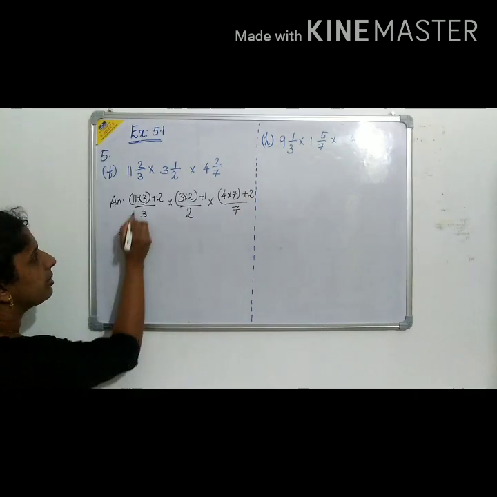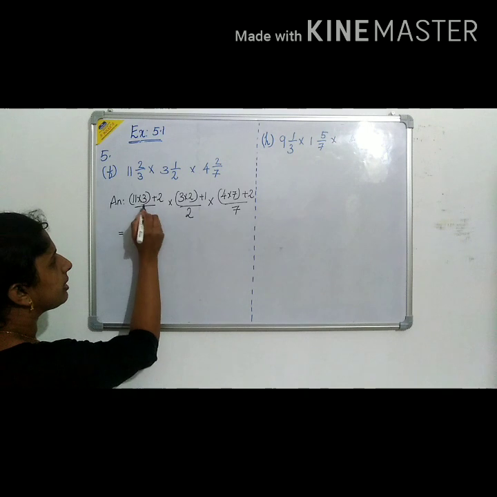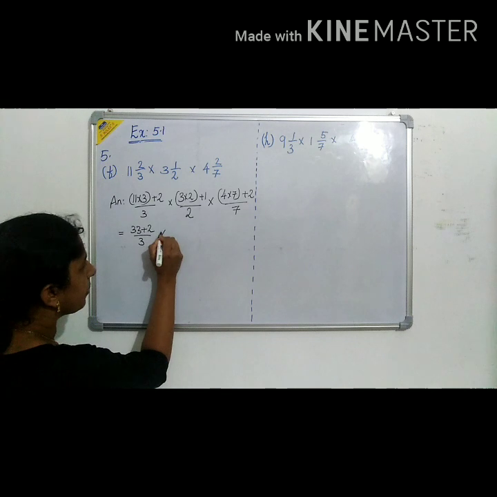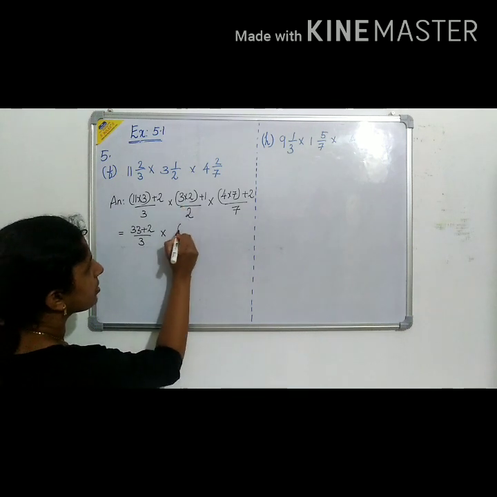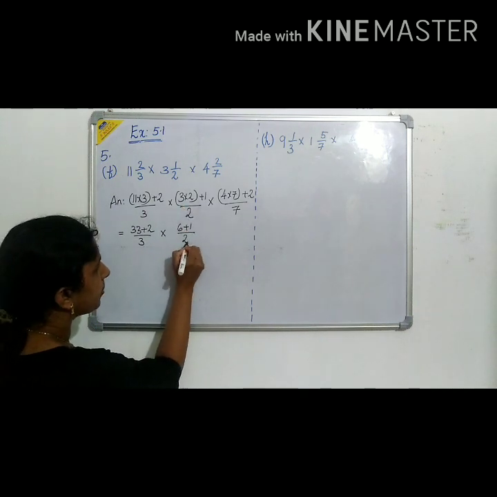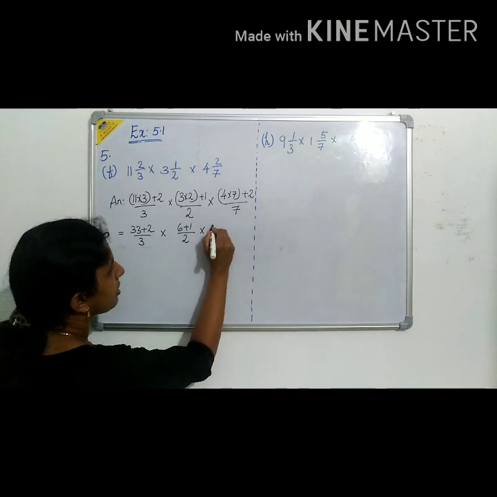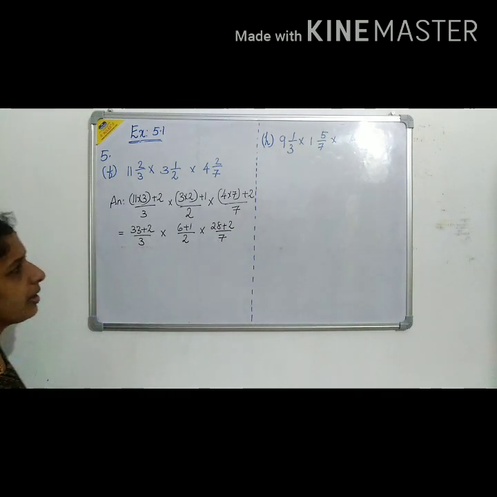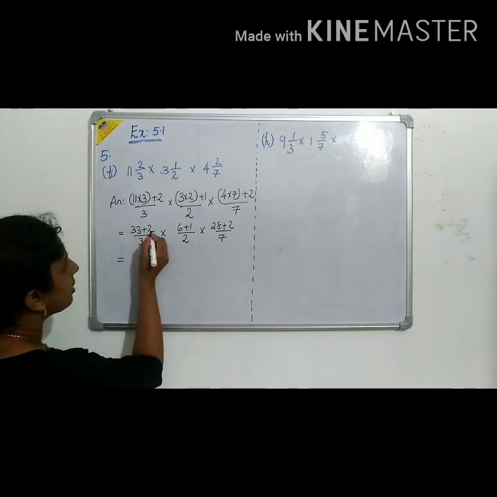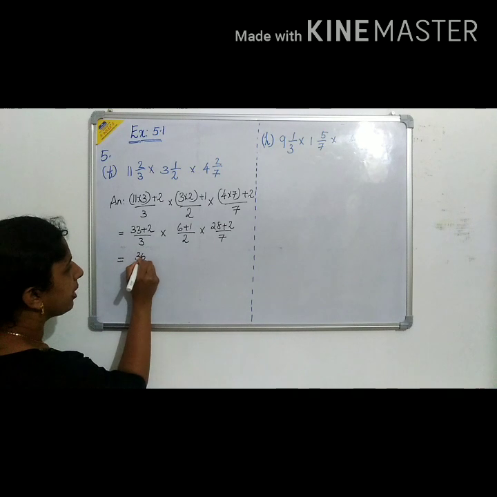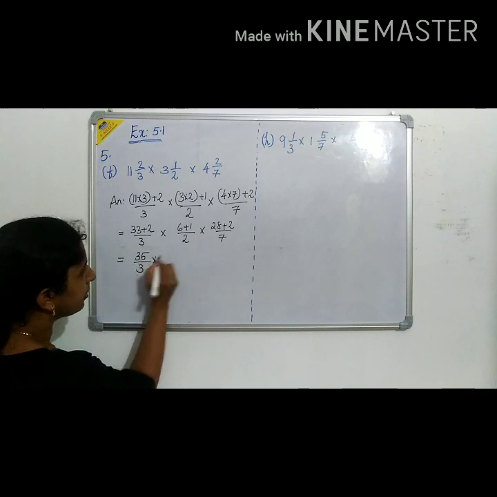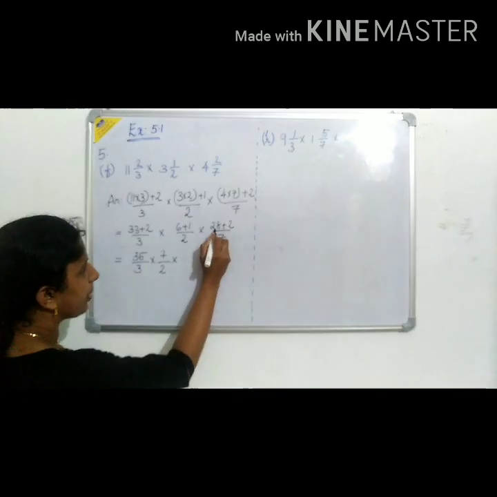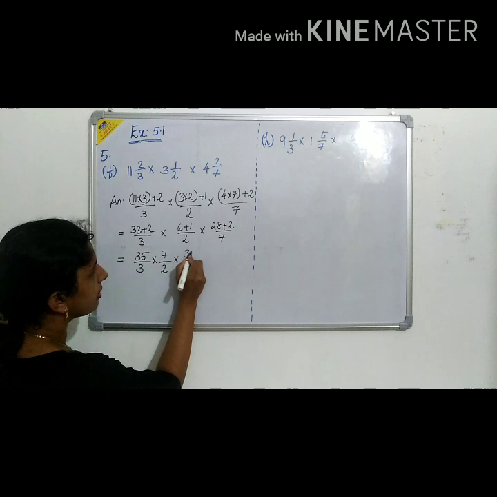That is equal to 11 3s are 33, 33 plus 2 by 3, into 2 3s are 6 plus 1 by 2, into 4 7s are 28 plus 2 by 7. Next one is 33 plus 2 becomes 35 by 3, into 6 plus 1, 7 by 2, into 28 plus 2, that is 30 by 7.